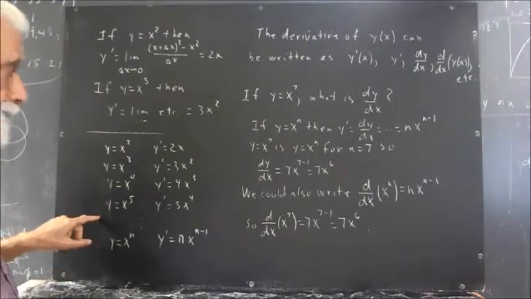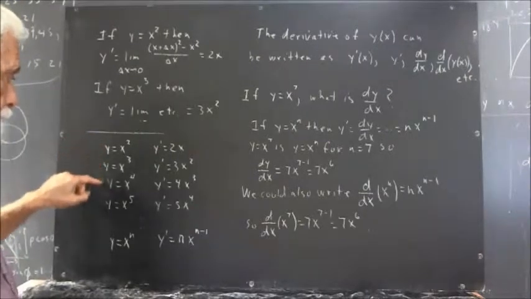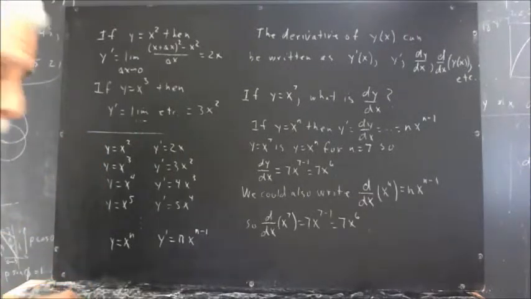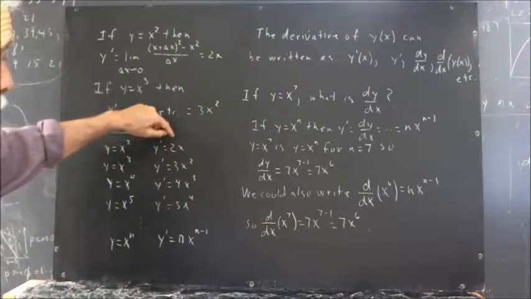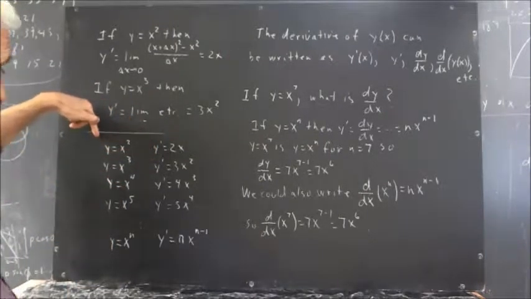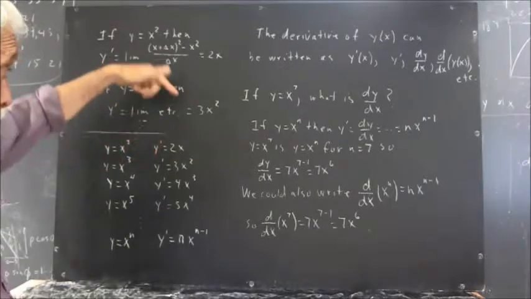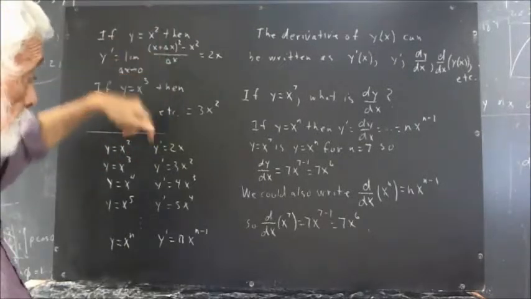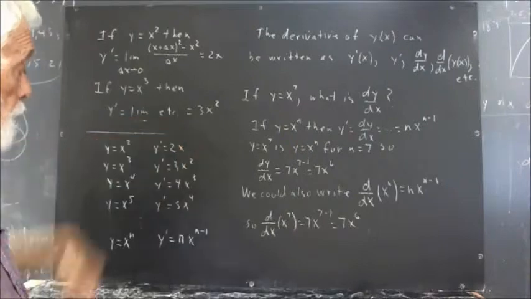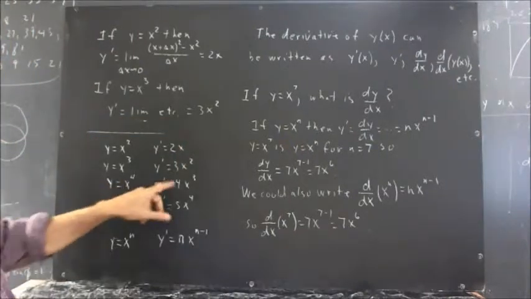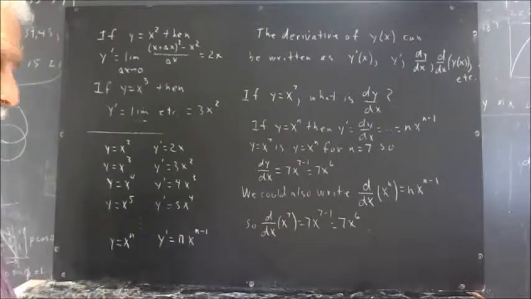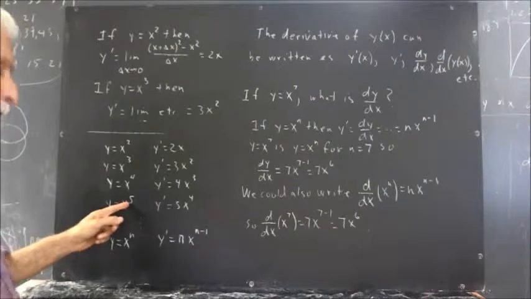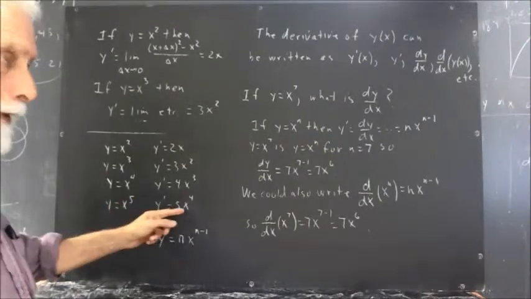If we do this for y equals x squared, x cubed, x to the 4th, and x to the 5th, we're going to get derivatives. Y prime equals 2x for y equals x squared. For y equals x cubed, as I've said here, by the same process, we would get 3x squared. For x to the 4th, we would get 4x cubed, and for x to the 5th, we would get 5x to the 4th. So, how is the exponent related to what you see over here?